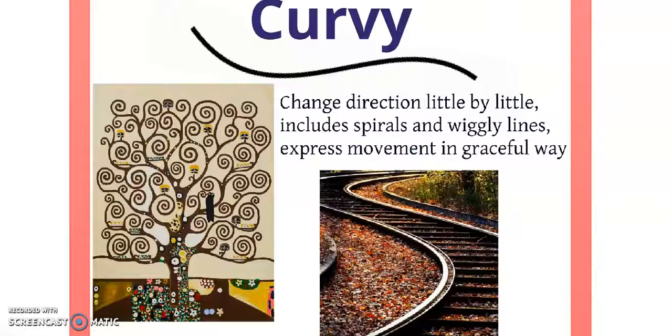So you can see Gustav Klimt's The Tree, where he made a tree that has spiraling, swirling branches. And then I also see the picture of the railroad tracks, which has a curving line winding around the outside. I also see some horizontal lines in the railroad tracks. Do you see them?